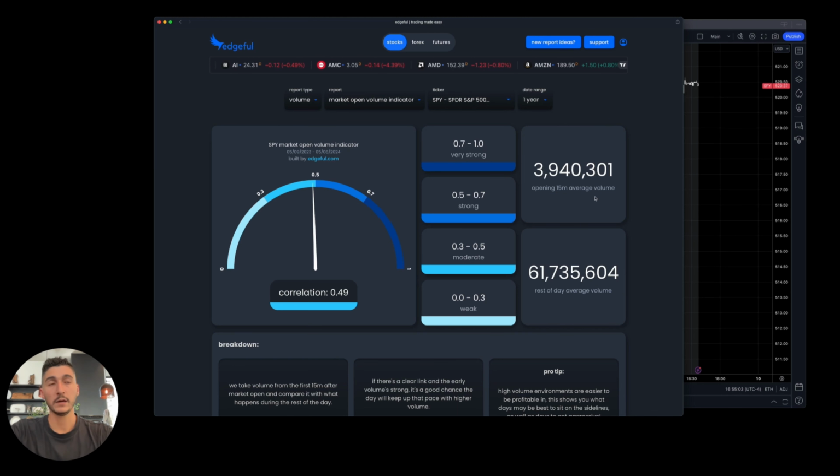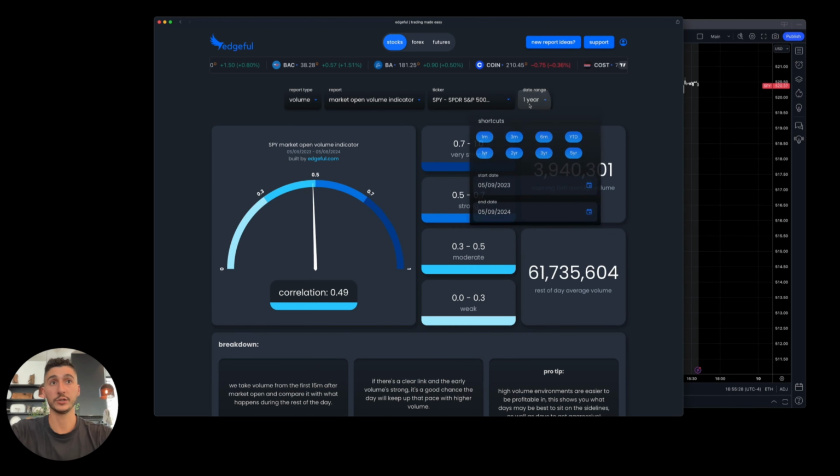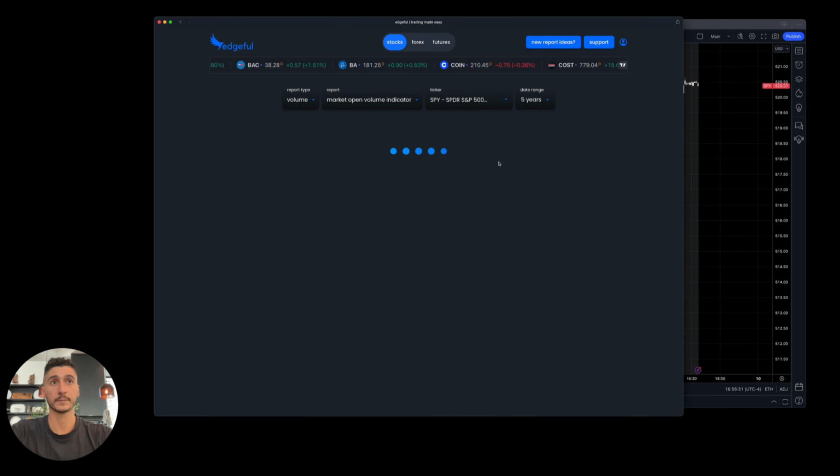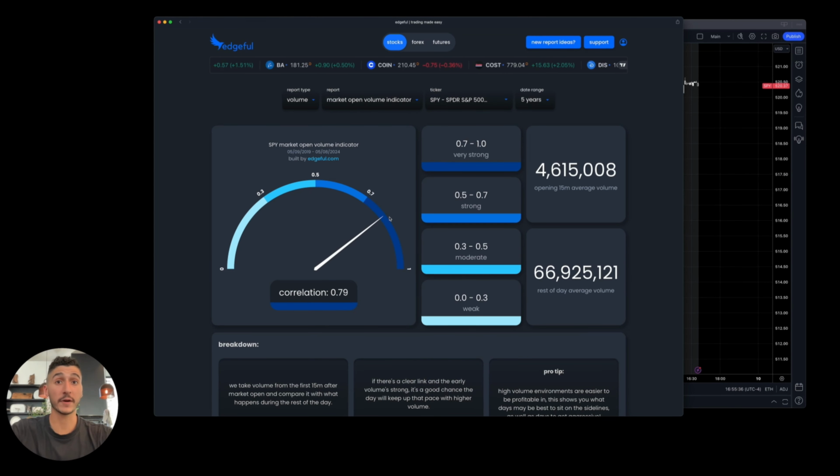61 million. So the way that you use this is to say, if today has 6 million shares traded in the first 15 minutes, then that is higher than average volume. So how is that going to impact the rest of the day? We look over here. You can see that the correlation is actually pretty strong between higher than average volume here and higher than average volume here. So a 0.5 correlation. And if we just even go to the 5-year here, let's just look at the 5-year. You can see there's a very, very strong correlation, a 0.8 correlation in the last 5 years.